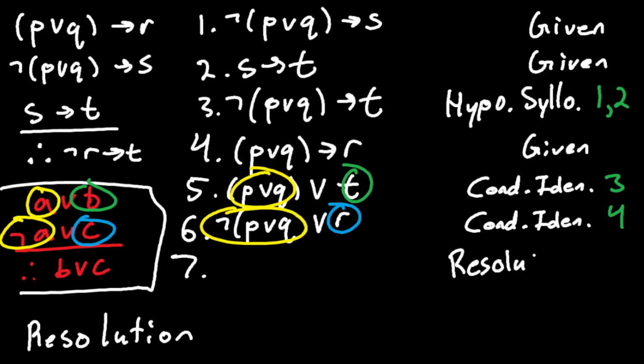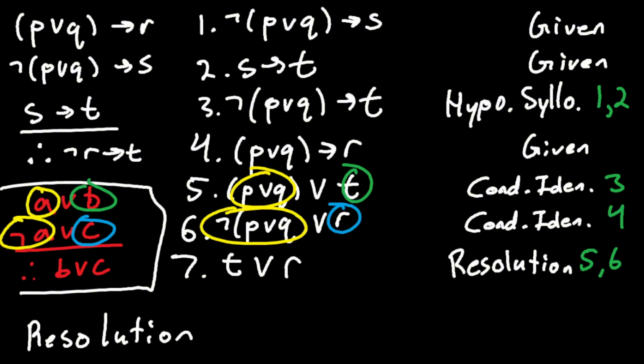So when you use resolution, what's the final result? B or C. So let's use resolution on 5 and 6, and we get B or C. So we get T or R. Okay? We're getting one step closer to this guy right here. We're getting pretty close. But remember, this is the OR operator.